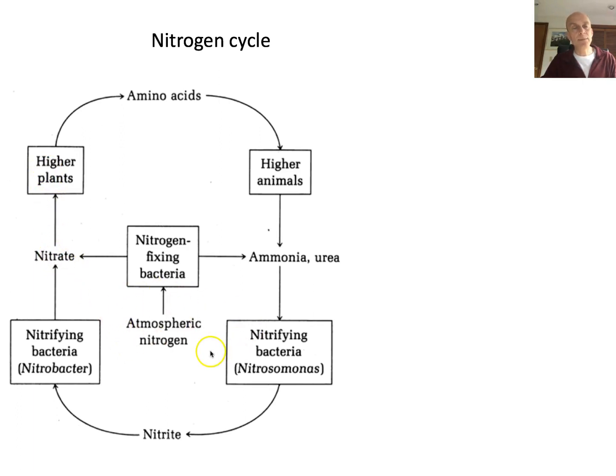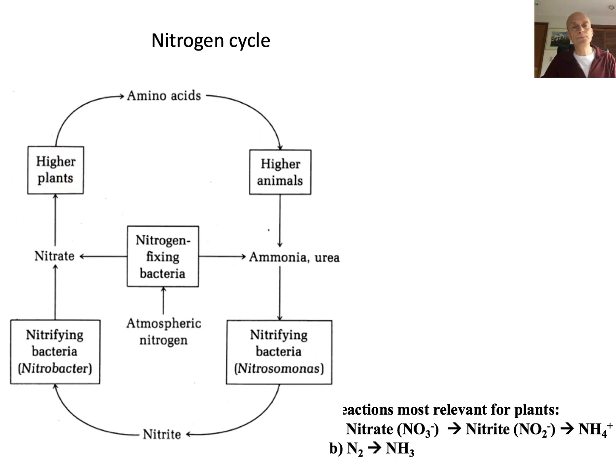Now there's also all this atmospheric nitrogen that's available, and atmospheric nitrogen can be fixed by nitrogen fixing bacteria, which produce for the most part nitrate, which is available to plants, or ammonia as well. And then that nitrate again can be picked up by the plants. So the reactions that are most relevant for plants are nitrate to nitrite to ammonia, and nitrogen directly incorporated into ammonia, which then becomes ammonium, which is the form that plants can pick up. And so we're going to talk about these reactions today.